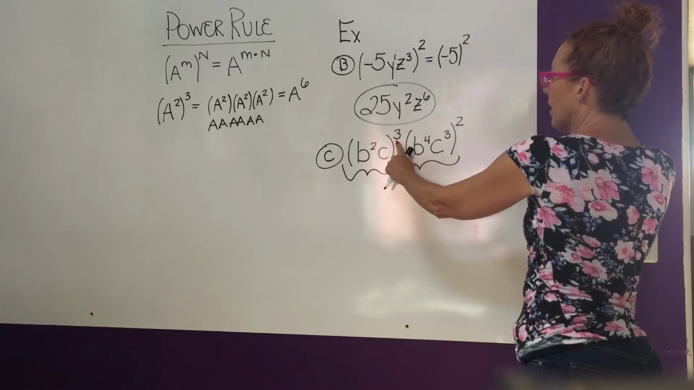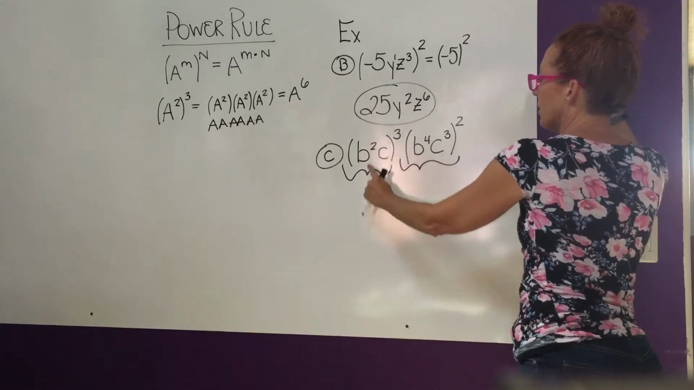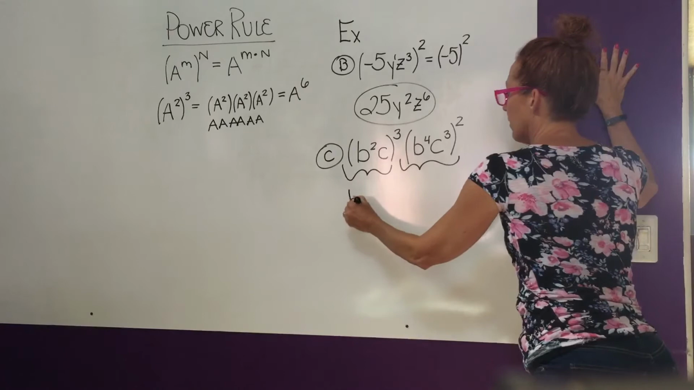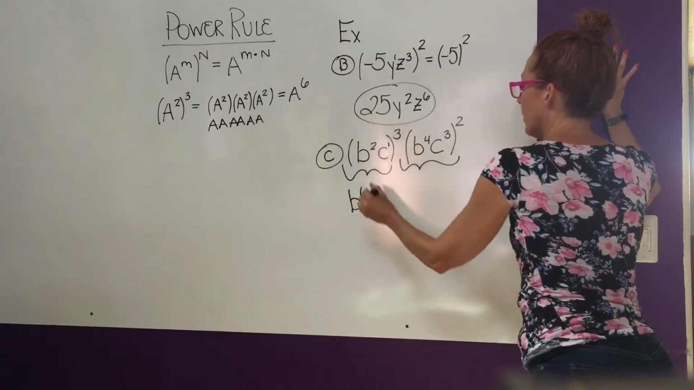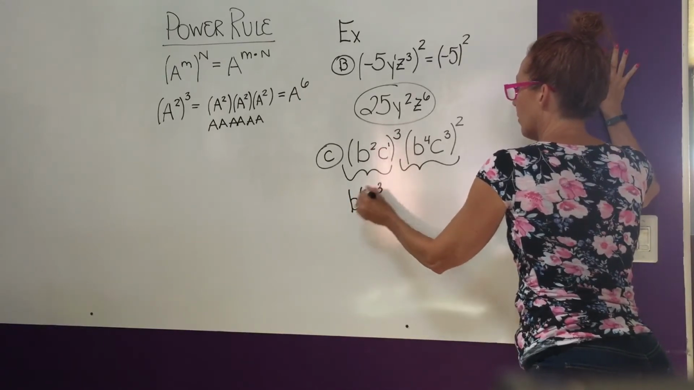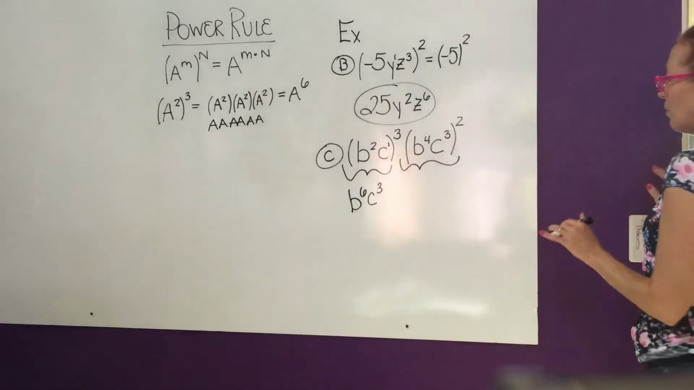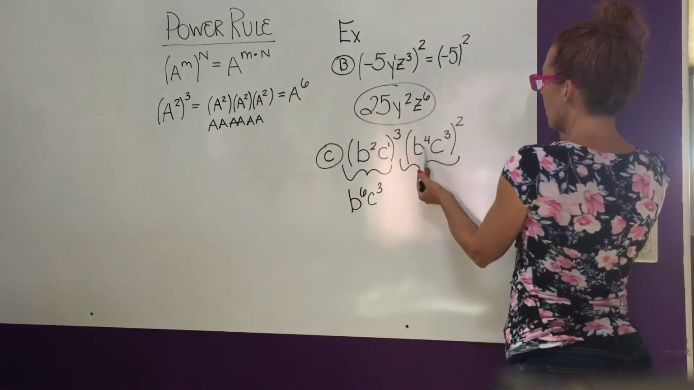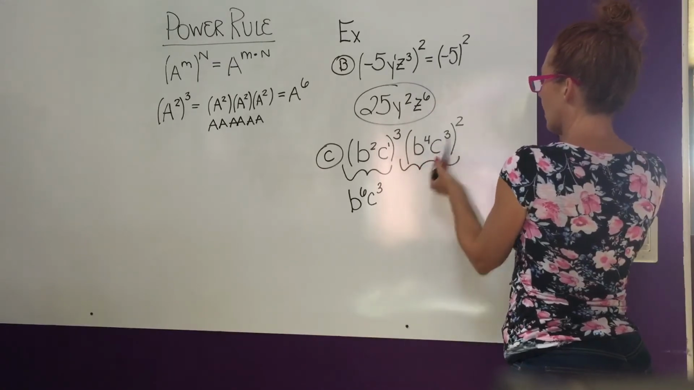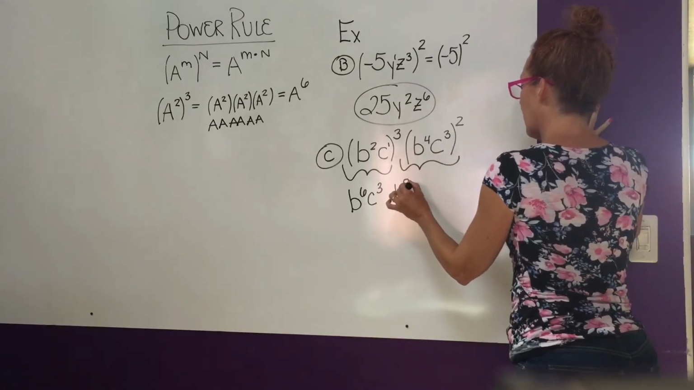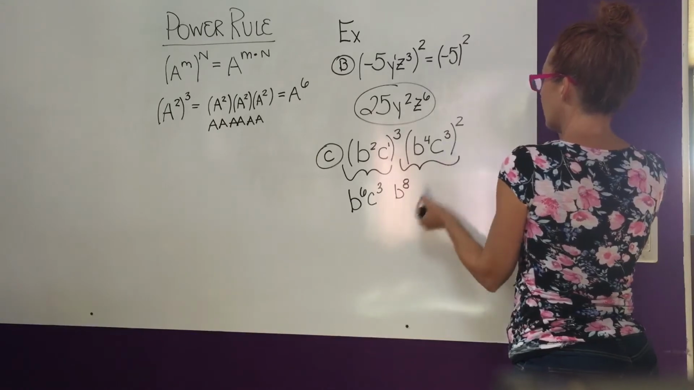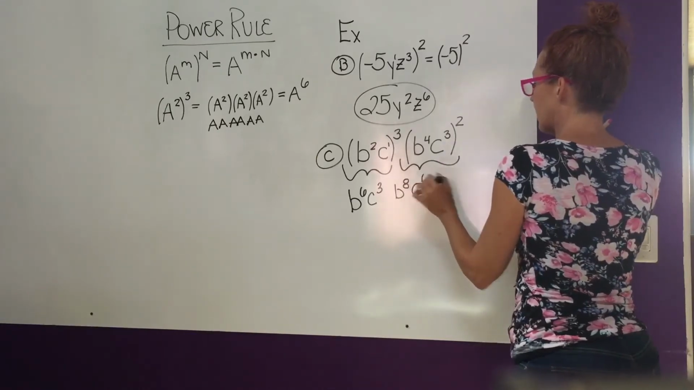So we are going to apply that exponent to both of these. So 2 times 3 would leave us b to the 6th. 1 times 3 would be c to the 3rd. You can put that in parentheses. You don't really need to. You'll see why in just a second. B to the 4th squared. 4 times 2 is b to the 8th. And 3 times 2 is c to the 6th.